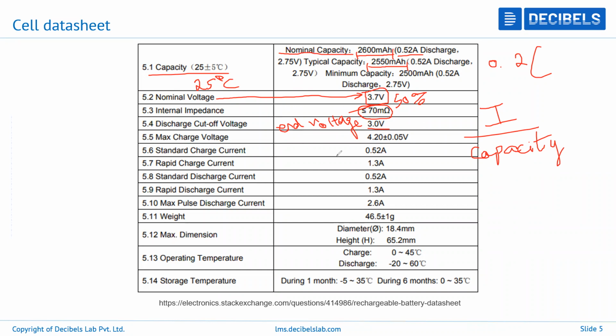So max charge voltage, the same thing, except during charging, it is recommended to stay within 4.2 volts with a margin of 0.05 volts. Okay, so standard charge current and rapid charge current.